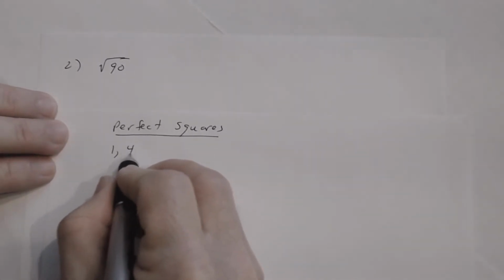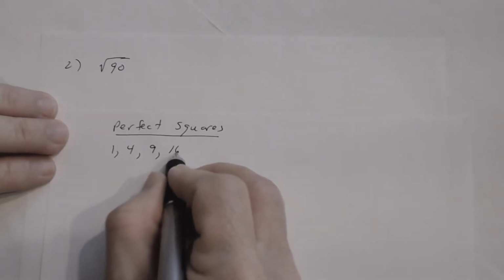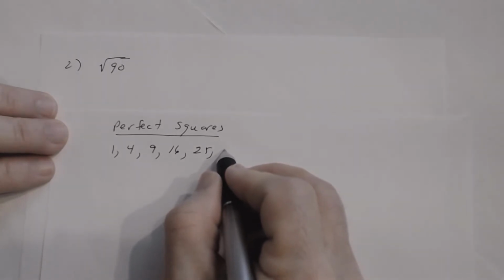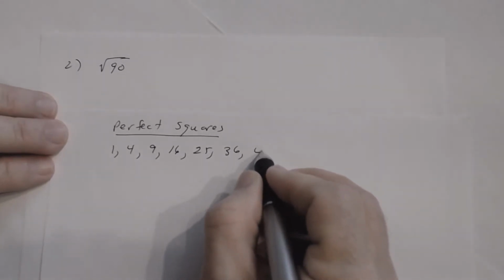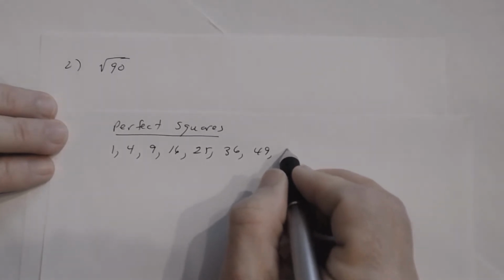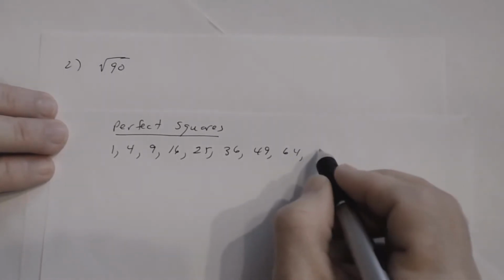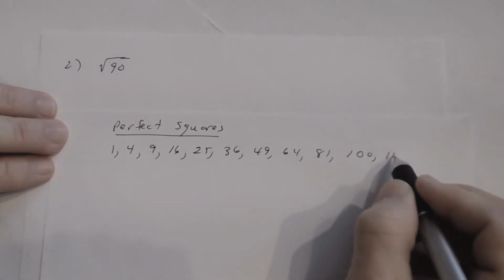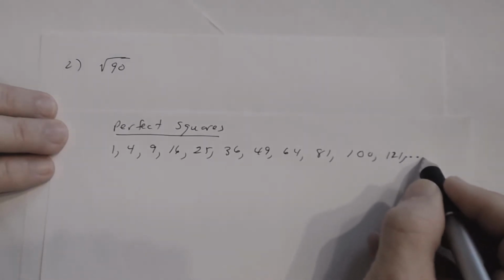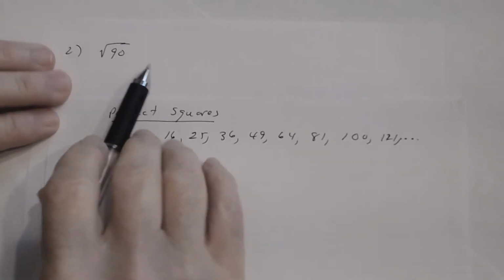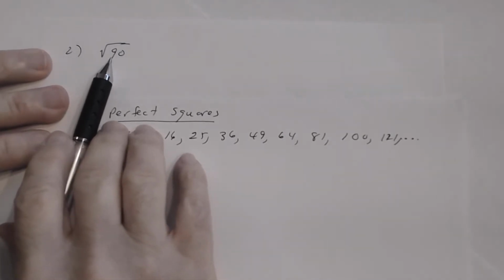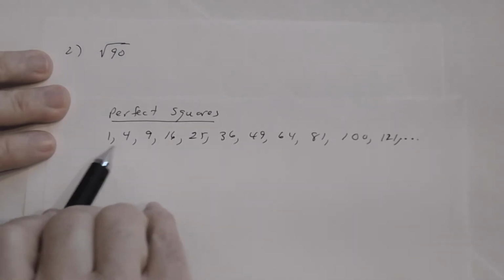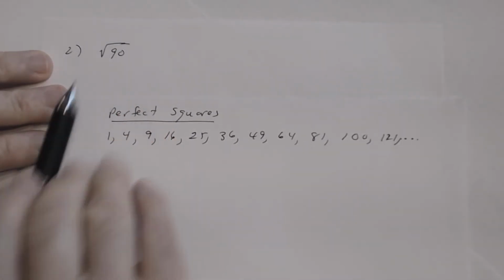So 1, 4, 3 times 3 is 9, 4 times 4 is 16, 5 times 5 is 25, 6 times 6 is 36, 7 times 7 is 49, 8 times 8 is 64, 9 times 9 is 81, 10 times 10 is 100, 11 times 11 is 121, and so on. Okay? All right. So to simplify the square root of a whole number, you want to look for a perfect square that will divide into 90 evenly.